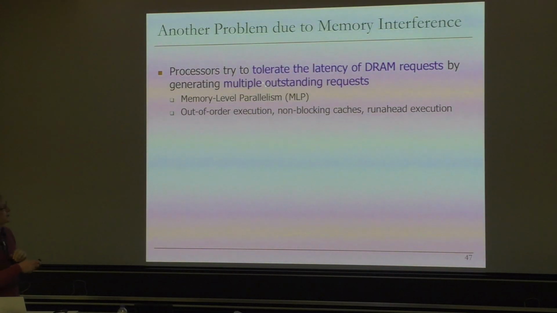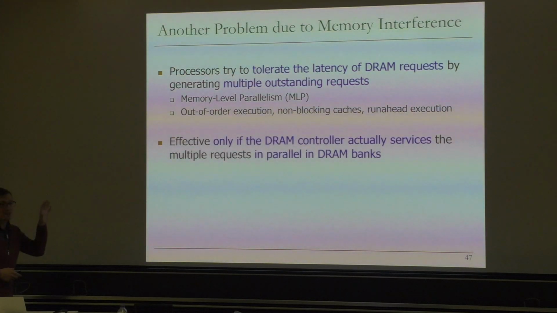We already know that processors tolerate the latency of memory requests by generating multiple outstanding requests. You try to overlap the latencies of multiple requests. This is called memory level parallelism. Out-of-order execution generates those requests. Non-blocking caches, run-ahead execution, they all try to parallelize requests. Now, this is all good, but these are effective only if the memory controller actually services the multiple requests in parallel in the different DRAM banks. If the DRAM controller serializes them, that's not good.